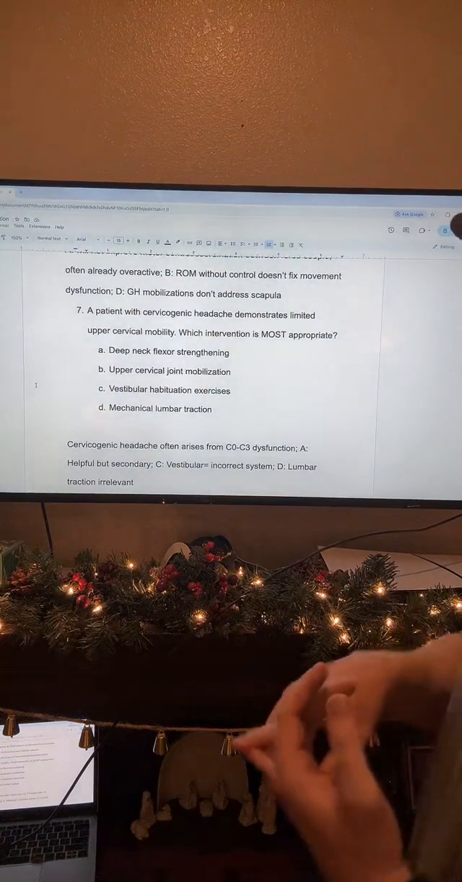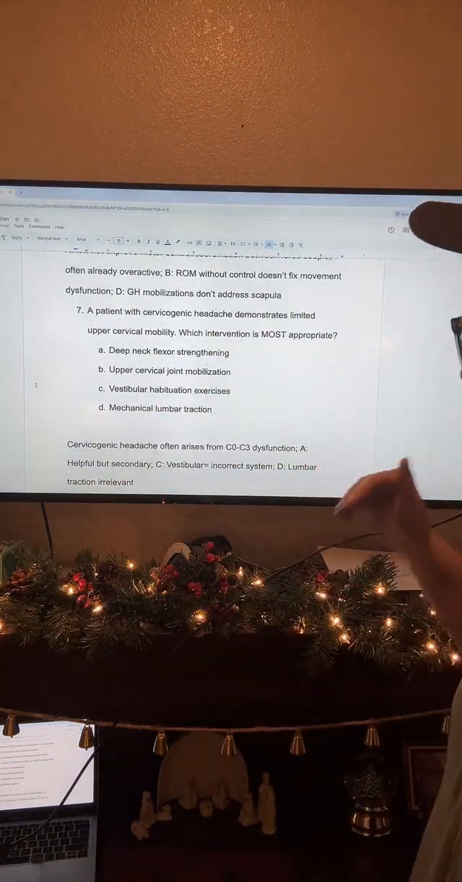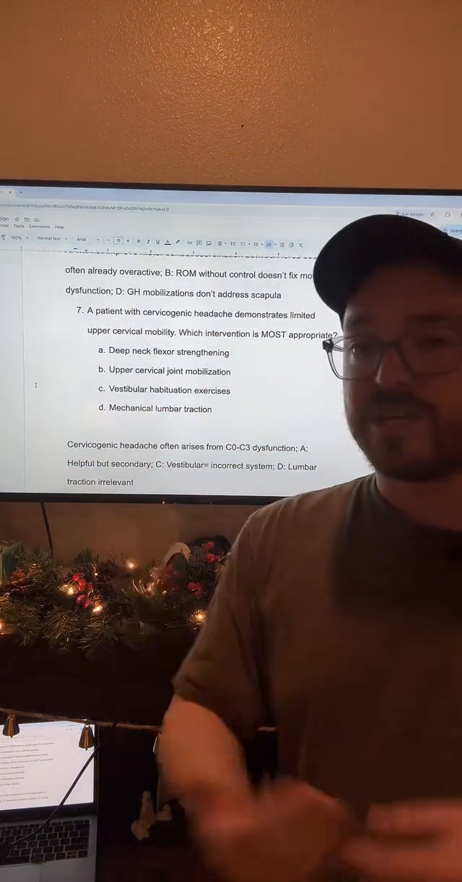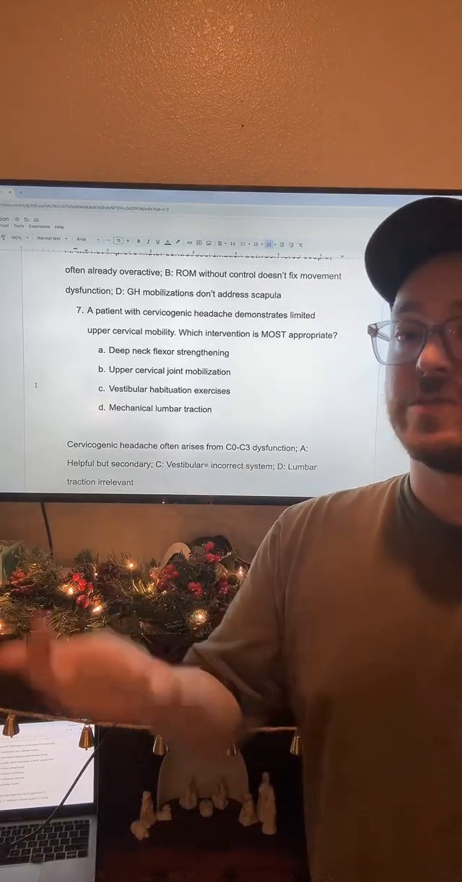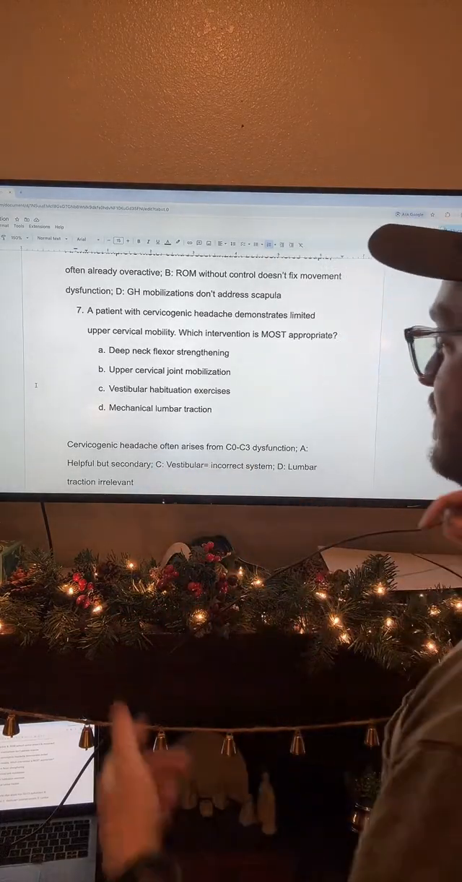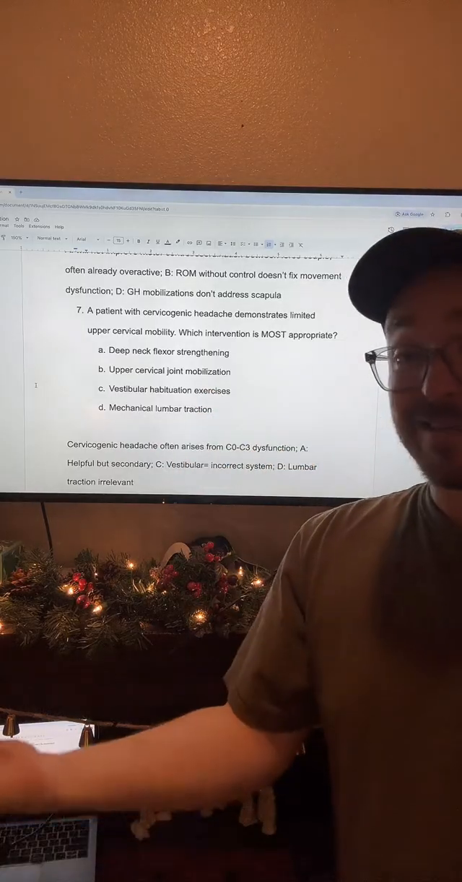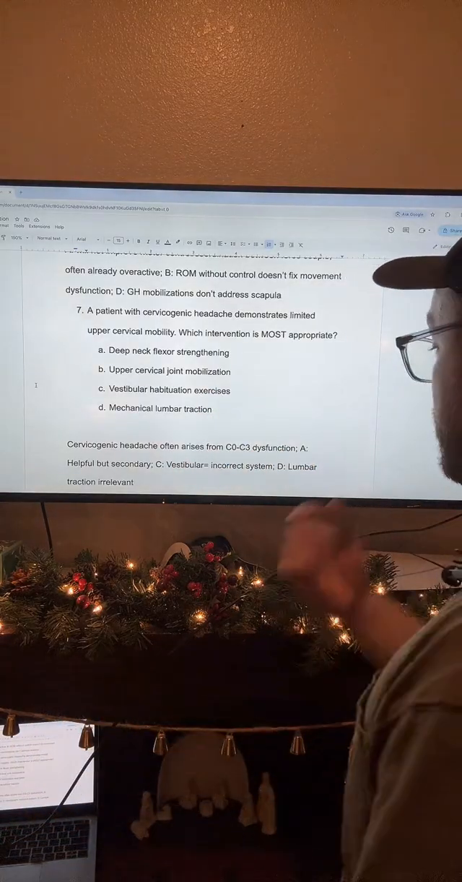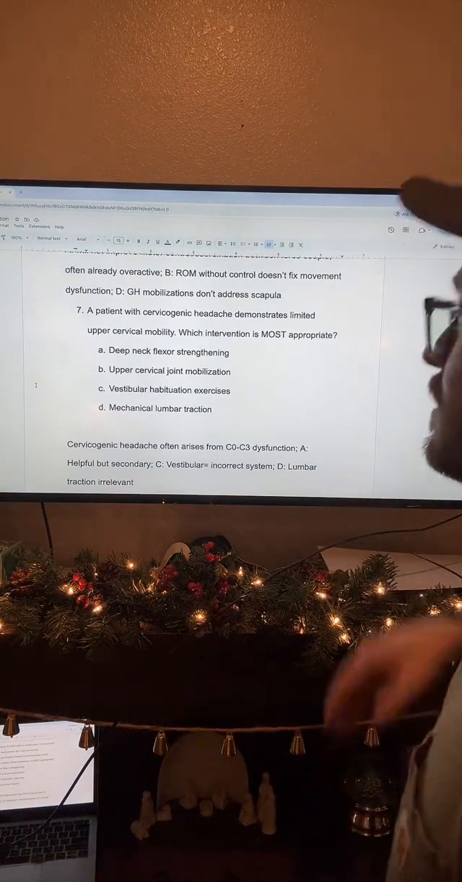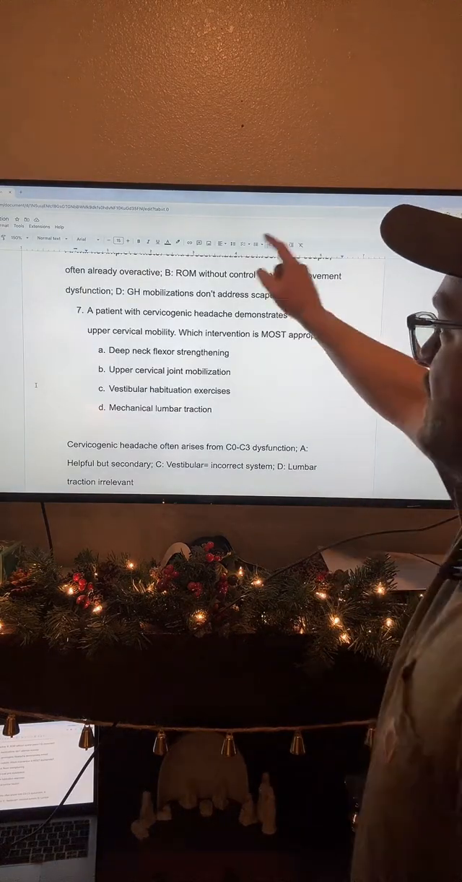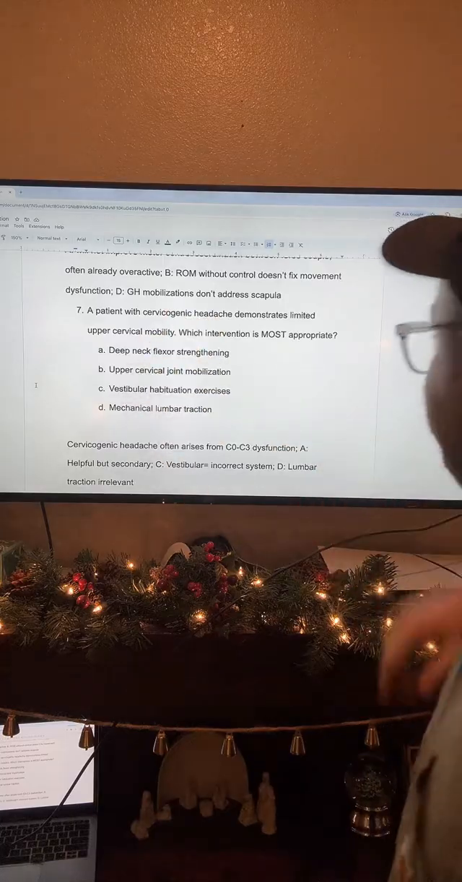C, vestibular habituation exercises. It's not a vestibular issue. It's a musculoskeletal issue arising from the upper cervical spine. So if you have them do vestibular habituation exercises, you're treating the wrong system and it's not going to be helpful at all. And D, lumbar traction is totally irrelevant because their pain and their headaches are happening in their head, not in their low back.